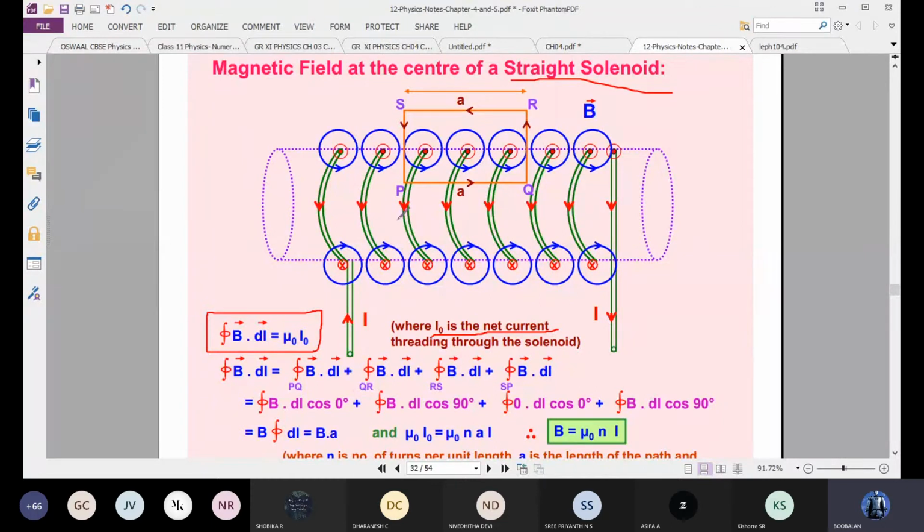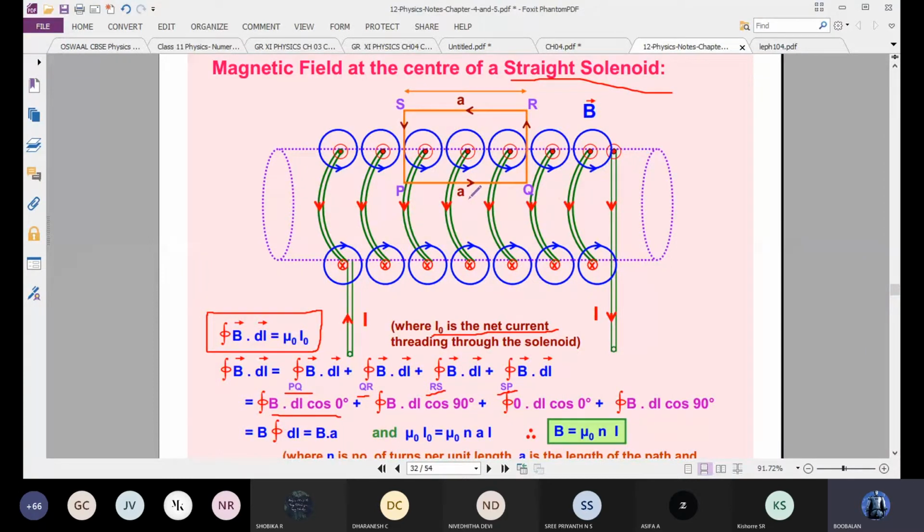First PQ plus QR plus RS plus SP. So all the areas PQ, QR, RS, SP. Using Ampere's circuital law, the closed integral of B dot dl over the four sides. Now finding the angle: B dot dl cos theta. For PQ, the magnetic field B and dl are in the same direction.